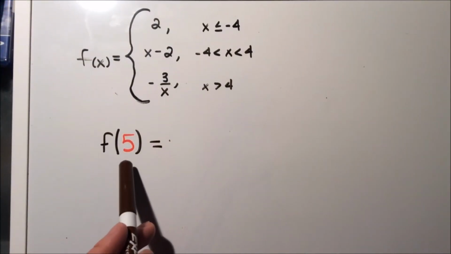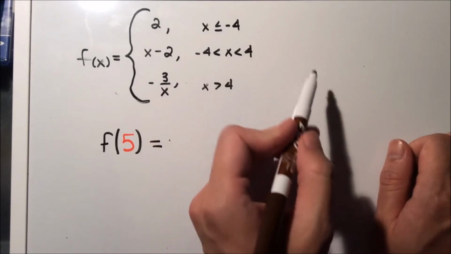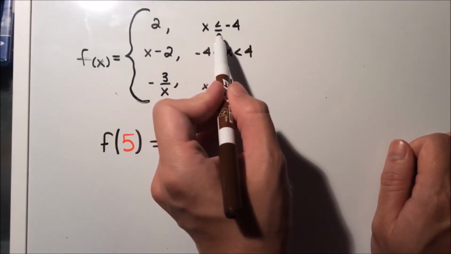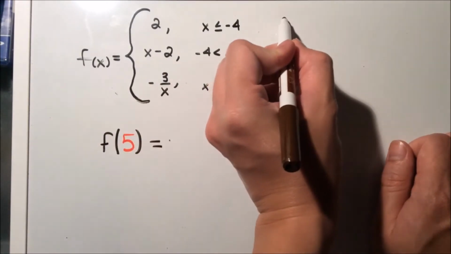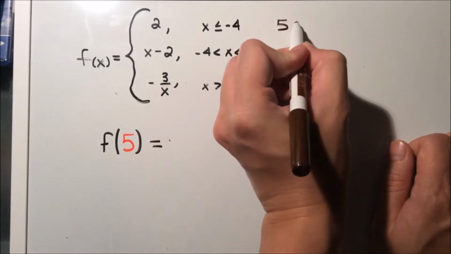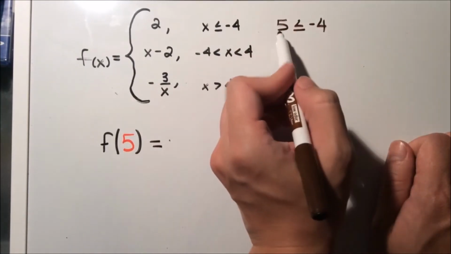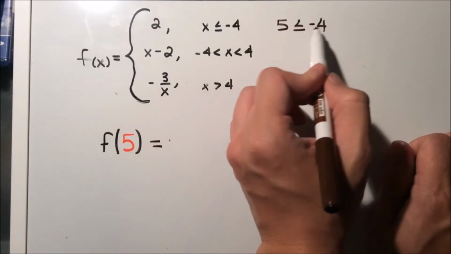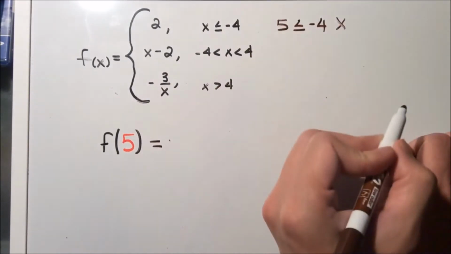In this example, it asks you to find f of 5. You can do this in your head, but I'm going to write it out to visually see what you're going to do. In your first domain, I'm going to simply plug 5 into x to see. So 5 less than or equal to negative 4. Well, we already know that 5 cannot be less than a negative number since it's a positive 5. So this one is false.